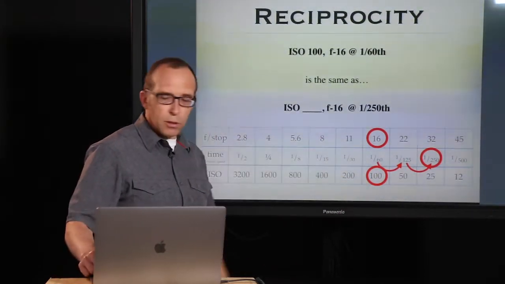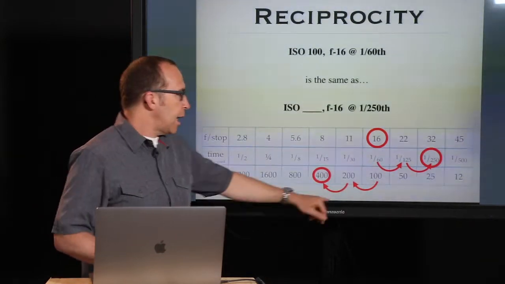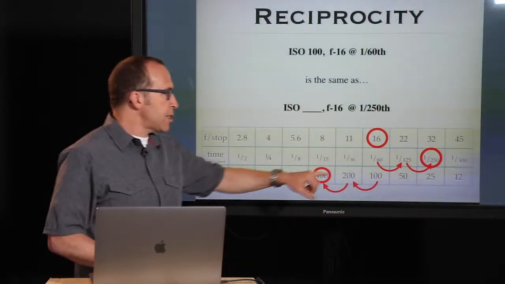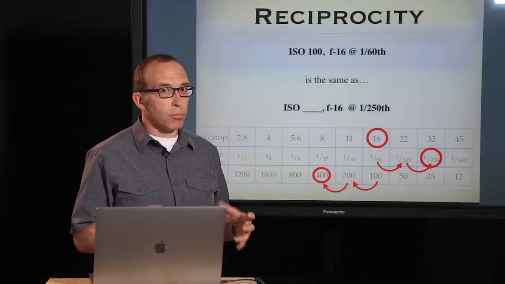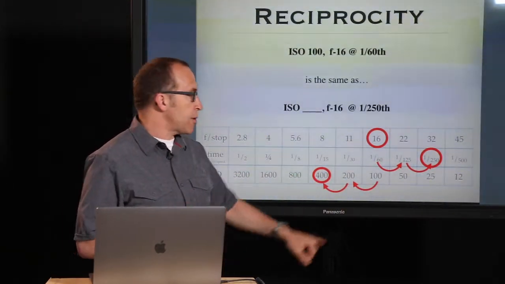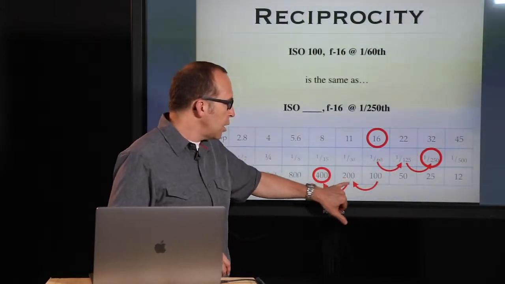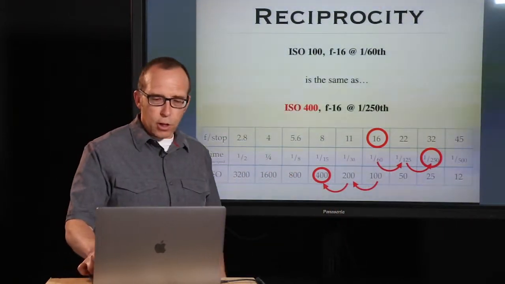So what can we do? We can adjust our ISO. And if this is going to make our picture brighter, we need to pick an ISO that's going to make our pictures brighter. How much brighter? 2 stops. So we have to go from 100 to 200, 200 to 400.